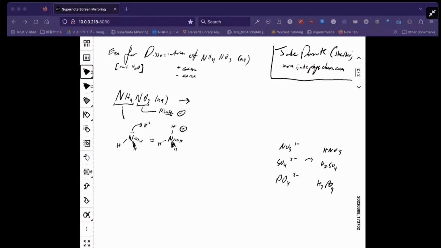Okay, so all we got to do is, when it gets into water, it's going to dissociate. Dissociate, so dis meaning apart, and then associate meaning the bond, right? So my NH4 plus is going to become separate from my NO3 minus. And that's it. You just got to put aqueous after it.